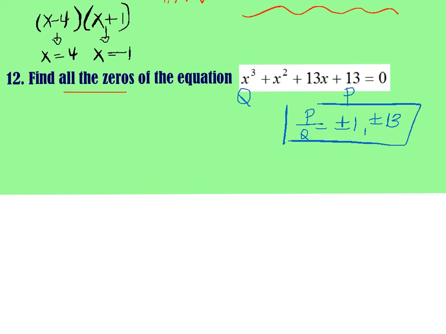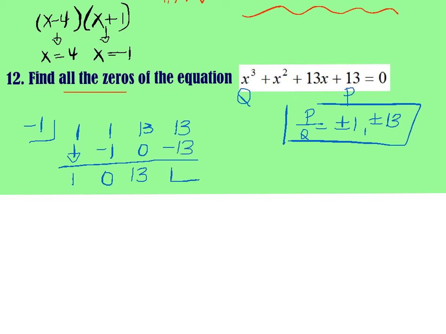Okay, so setting up for synthetic division, I have 1, 1, 13, and 13. They're all positive, so I'm going to try a negative number. I'll try negative 1. So 1 comes down, I multiply, I get negative 1. I add, I get 0. I multiply, I get 0. I add, I get 13. And then I multiply, I get negative 13. So that's perfect. It gives me 0 right here. So one of my zeros is going to be negative 1.